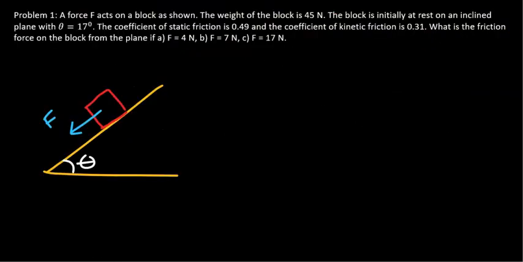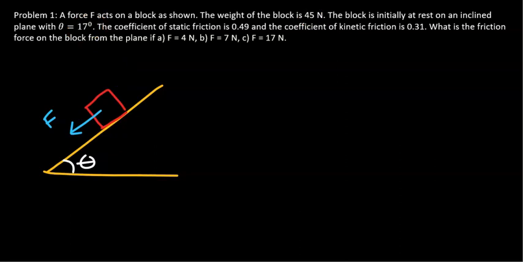Problem 1. A force F, that is this force right there, acts on a block as shown. The weight of the block is 45 newtons, so we are referring to this block. The block is initially at rest on an inclined plane with an inclination angle of 17 degrees. So this theta here is 17 degrees.